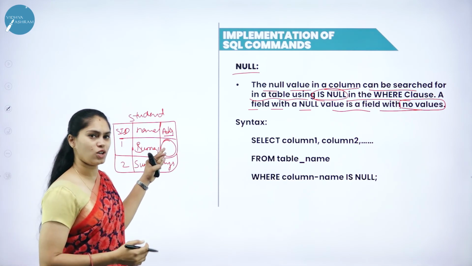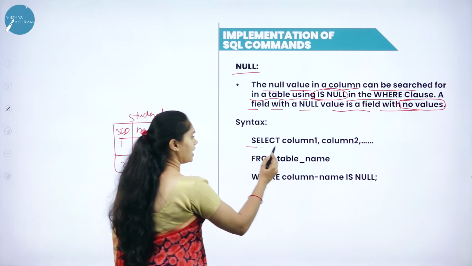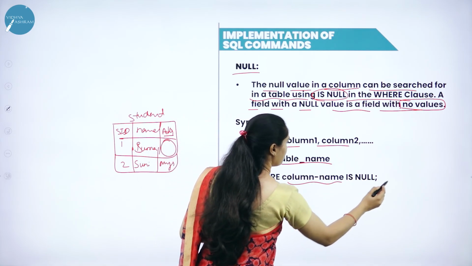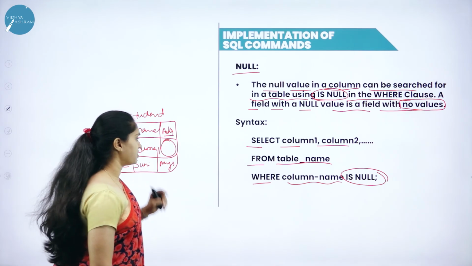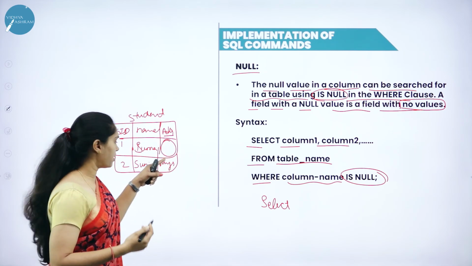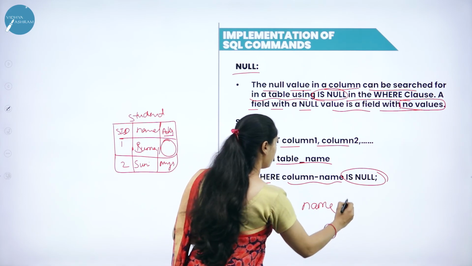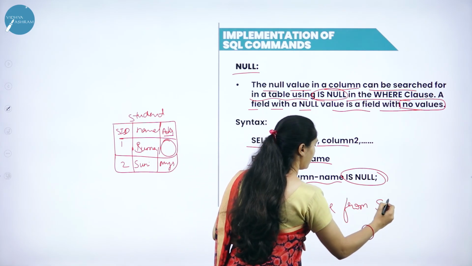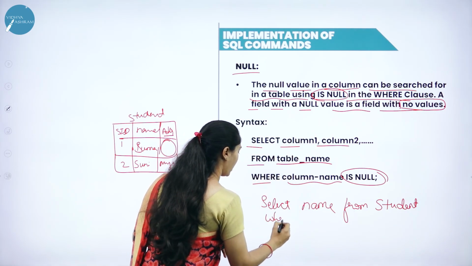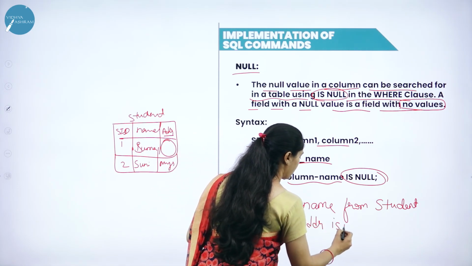If I want to check this value with the IS NULL statement, we can do that. SELECT column name, any number of columns you can take, FROM table name WHERE column name IS NULL. How am I going to write a command for this? I want to select the name of a student whose address is null. SELECT which column? I want to take name FROM student, then WHERE which column? This address column IS NULL.